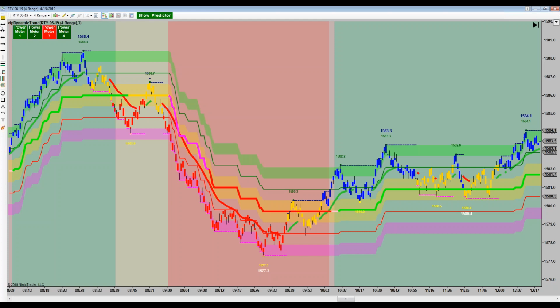So look right here, okay? What is the status of these bars right here? Where are they located? How about these right here? Where are these bars located right here? Are they anywhere near the mid-band? Are they on the mid-band?